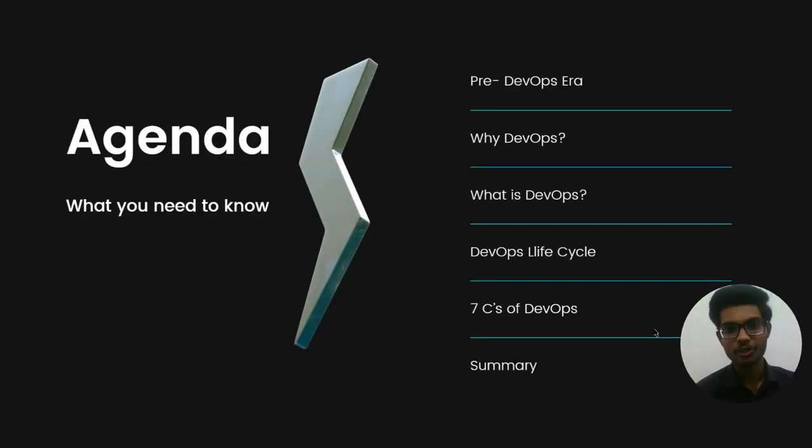The agenda for this video is what we actually need to know about DevOps: the pre-DevOps era, like what was the condition of IT or the technological sector before DevOps? Then, what was the exact need of DevOps? Then, what is DevOps? And then we will be discussing the DevOps lifecycle, some important C's in DevOps, and lastly, the overall summary. This will be a theoretical kind of discussion about DevOps, in which we will be discussing all the concepts of DevOps from the very basics to quite a good level.